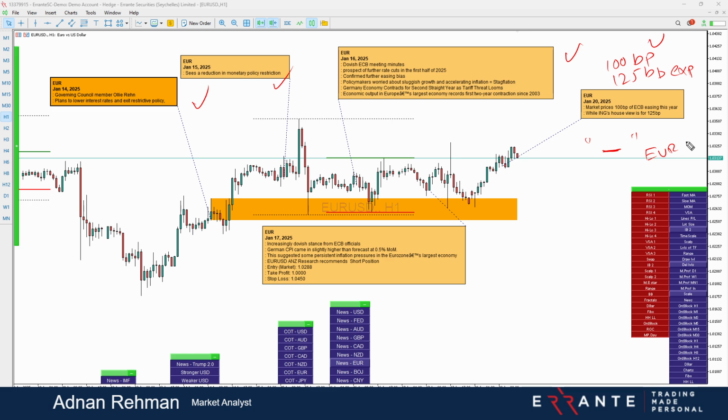And then what happens over here on the 17th? For the Euro USD, ANZ research recommends a short position, and these are the levels they are recommending. This is not a signal. Keep in mind, it's not a recommendation, it's only analysis. Please keep this in mind. This is a short disclaimer I'm giving you guys.